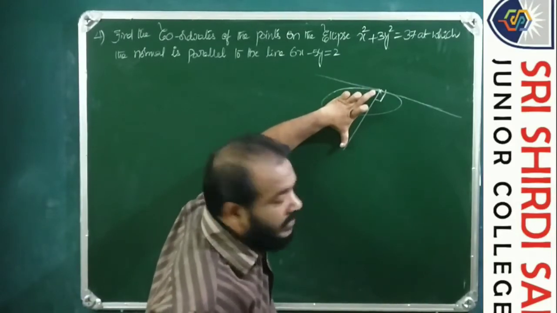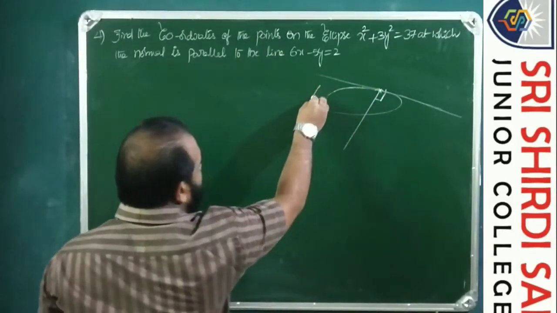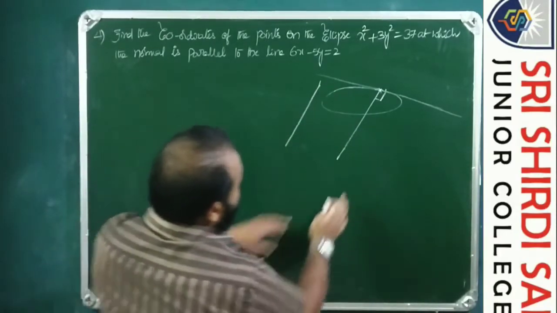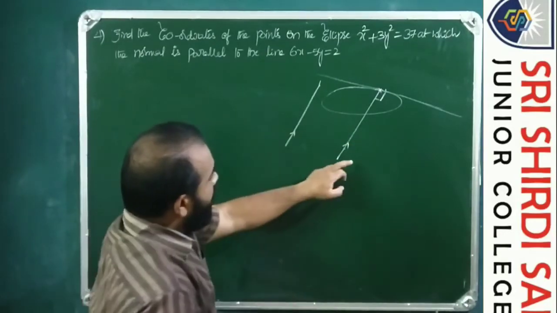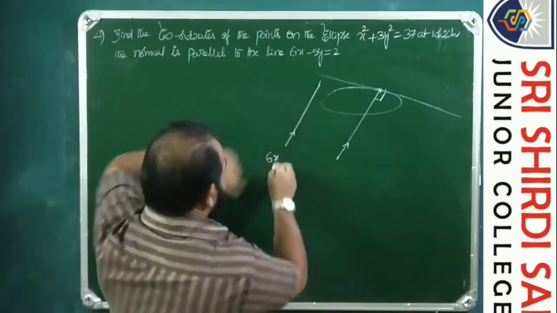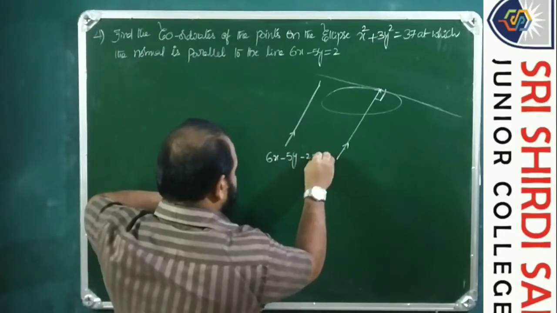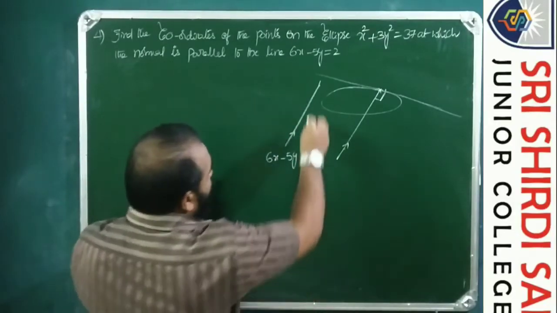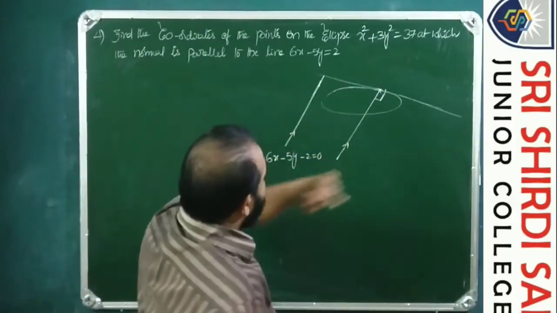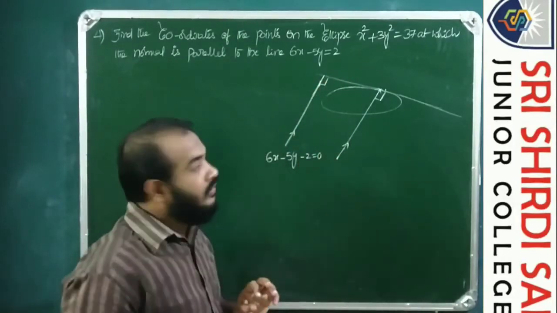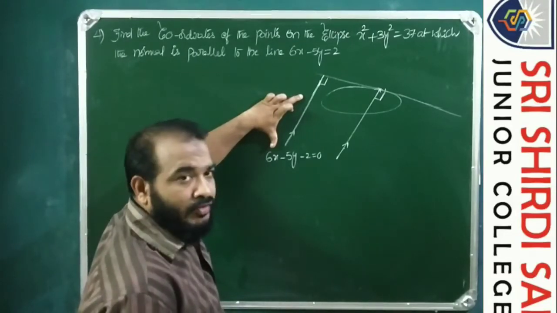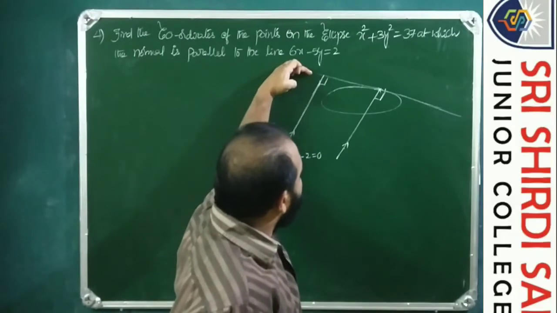So according to the question, the normal is parallel to the line 6x minus 5y minus 2 equals to 0. So if this is a normal, if you extend this, then this normal and this tangent are perpendicular to each other. So if this is the normal, then is it possible for us to find out the equation of this tangent?